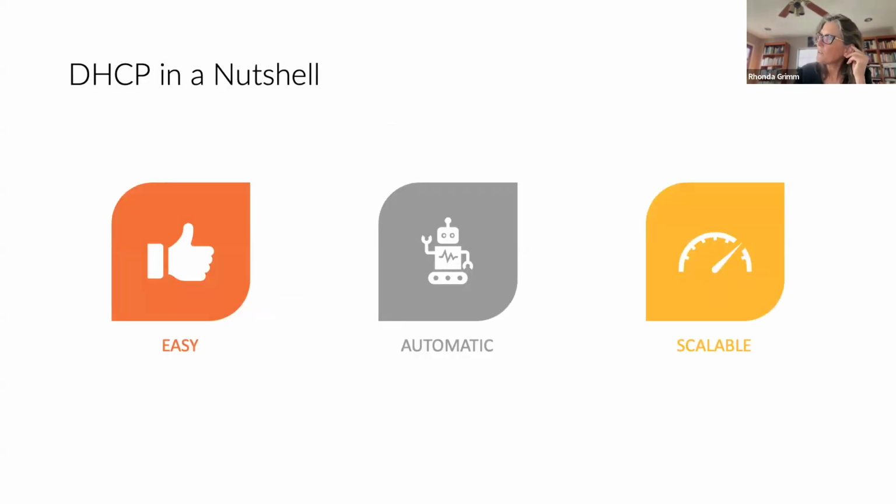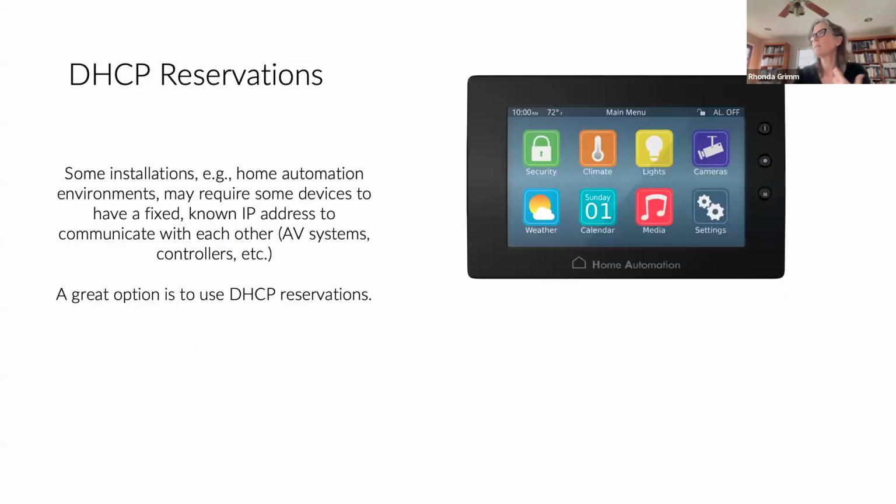So DHCP, as you can imagine, is pretty cool. It's easy, it's automatic, and most of all, it's scalable. So you have this pool of IP addresses that you can just use all the time. But there are some devices, especially in home automation environments, that it'd be really ideal if they had the same IP address all the time, like your media controller, any controller that you use in your home theater system, and certainly some of the controllers like this.